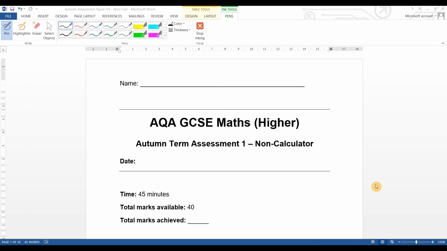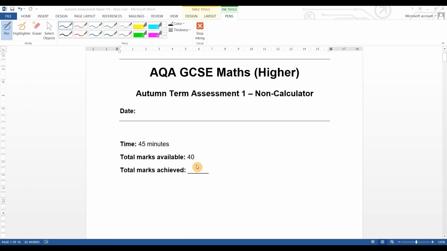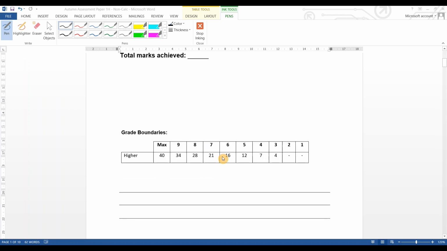Okay, so this was the assessment that we were supposed to do in the autumn term just before Christmas. Non-calculator, 45 minutes long, and it's 40 marks. So it's basically like half a paper, because a normal paper would be 80 marks, and obviously you'd get 1 hour 30 for a full paper. So this is like half a past paper. Let's go straight into it.